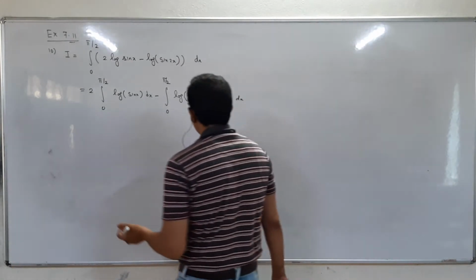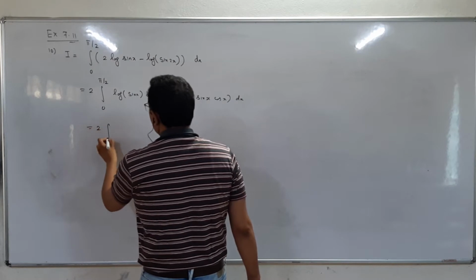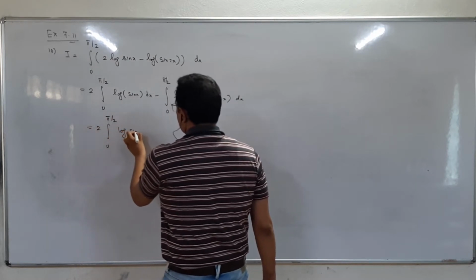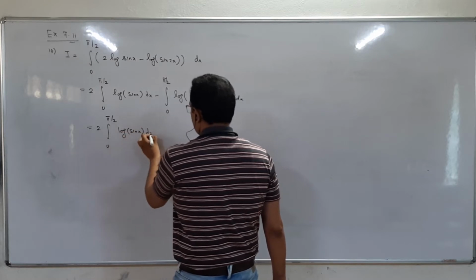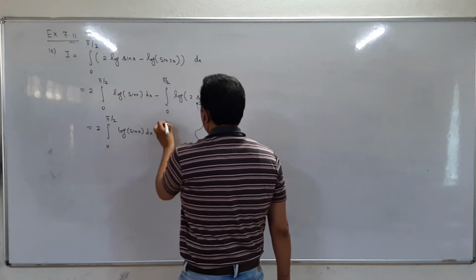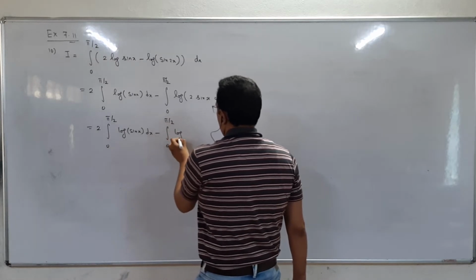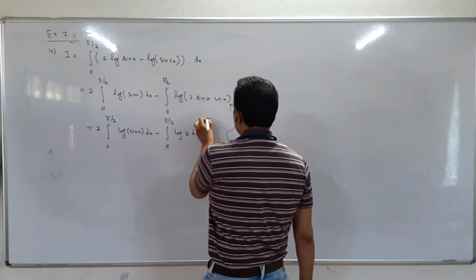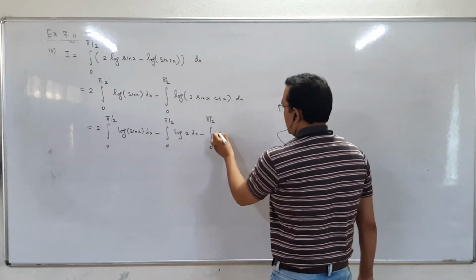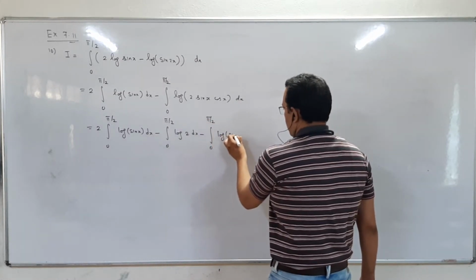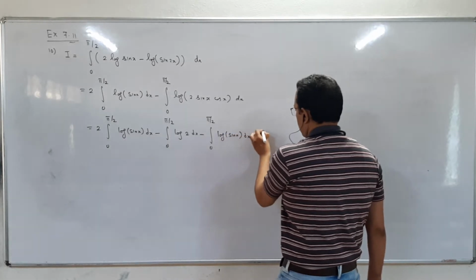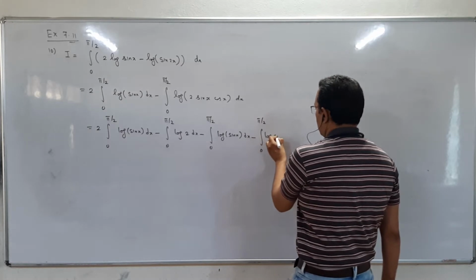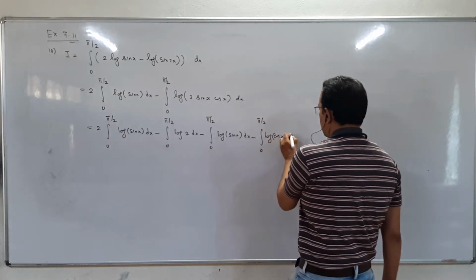Now, log of a into b into c is log a plus log b plus log c. So here first I am writing this as log of 2 minus integration 0 to pi by 2 log of sin x dx minus integration 0 to pi by 2 log of cos x dx.